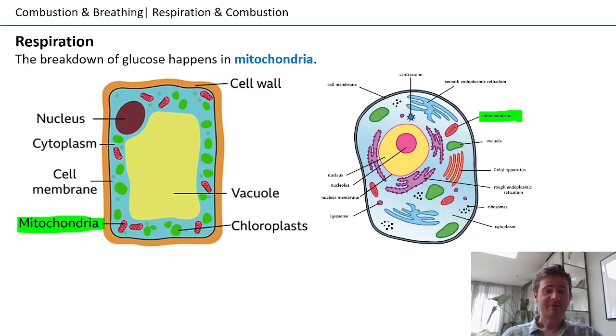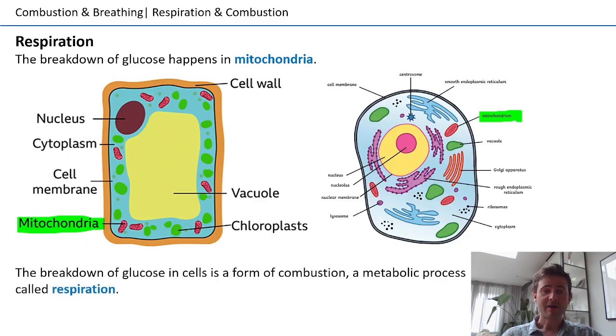The breakdown of glucose happens in the mitochondria. And here you see a plant cell and an animal cell. And those red little structures here are the mitochondria. This is where glucose is broken down and energy is released. The breakdown of glucose in cells is a form of combustion, a metabolic process called respiration. So this is another example of metabolism, because in this process glucose is changed into other substances.